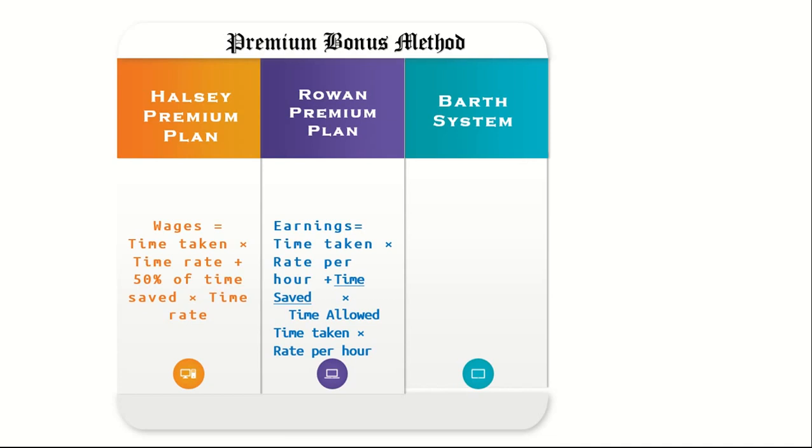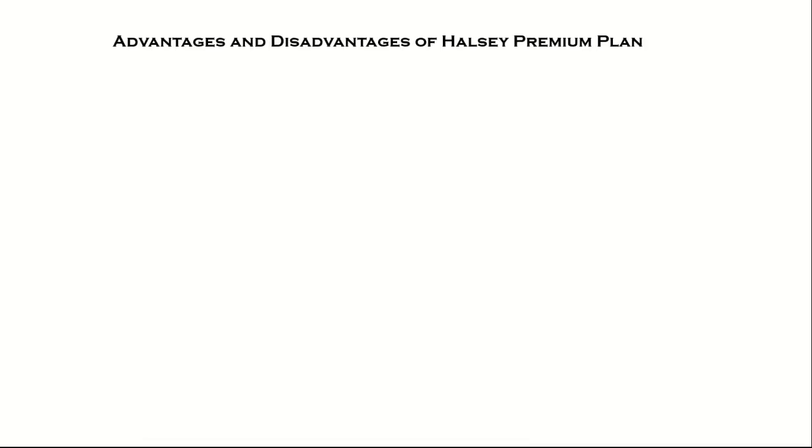Barth system. Earnings equals hourly rate times square root of standard hours times hours worked. Advantages and disadvantages of Halsey premium plan.